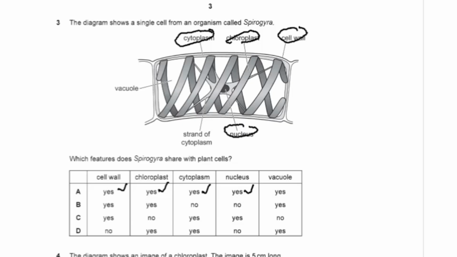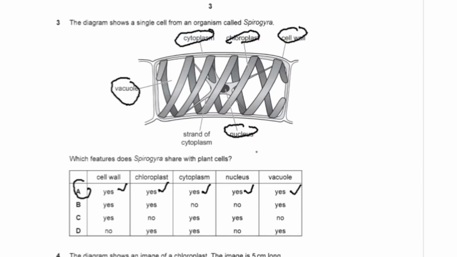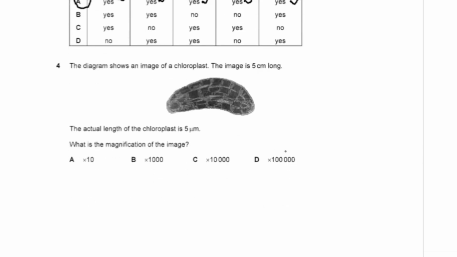This is also correct. And then finally, a vacuole is a major part of Spirogyra, and it's also found in plant cells. So that is why option A is the correct answer to that question. Remember, the 3 parts you have in a plant cell that you don't have in an animal cell are your sap vacuole, your cell wall, and your chloroplast used in photosynthesis. Moving on to question number 4.